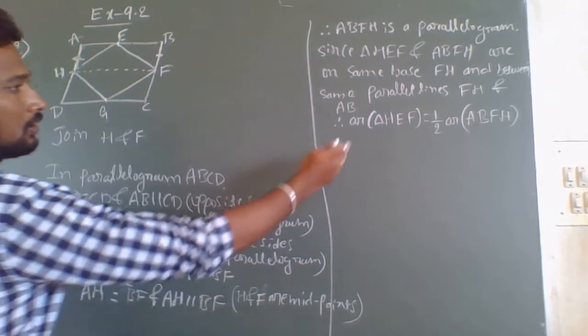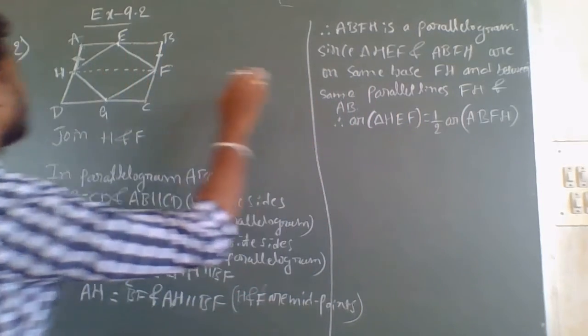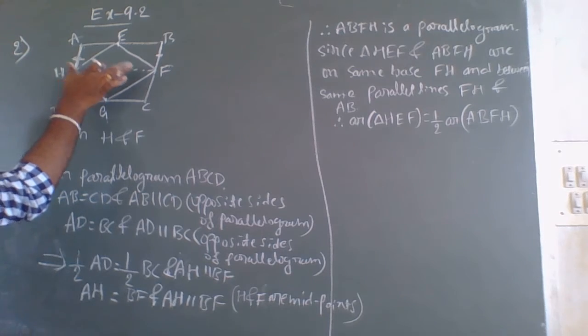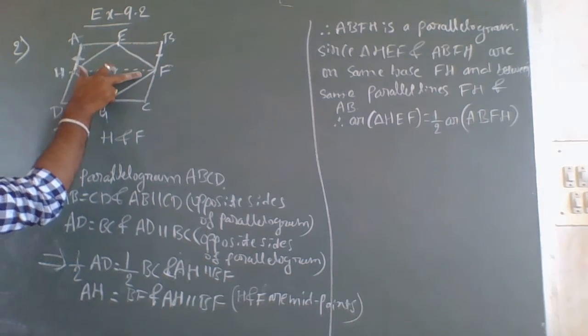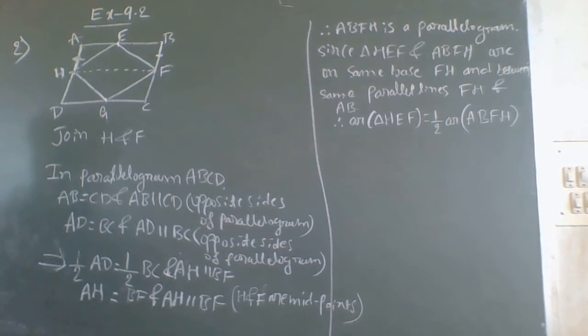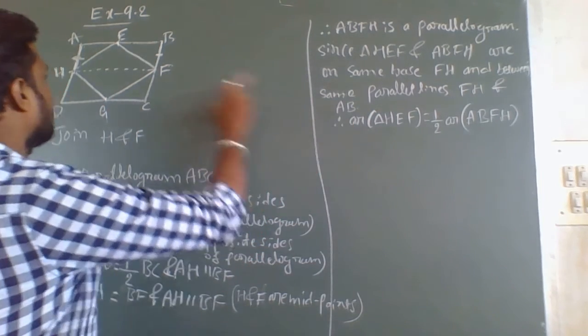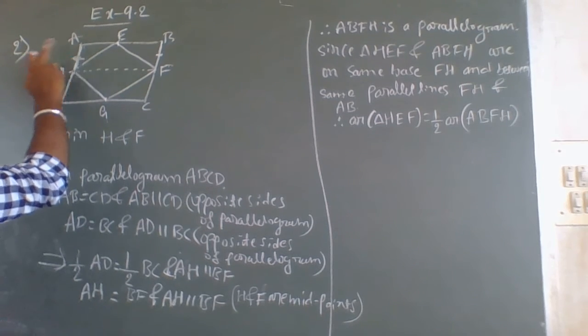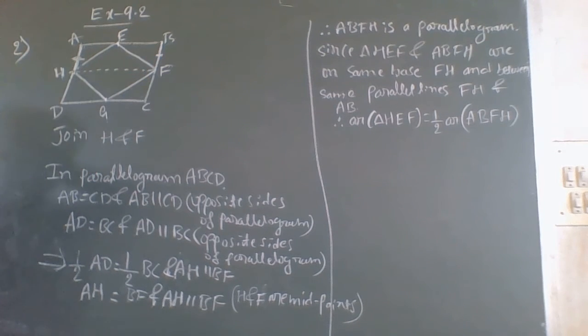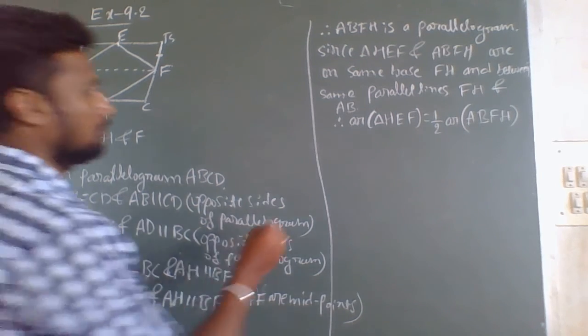See here, this triangle and parallelogram are on the same baseline FH, and between the same parallel lines FH and AB. Therefore, we can write that the area of this triangle should be equal to half of the area of this parallelogram ABFH.